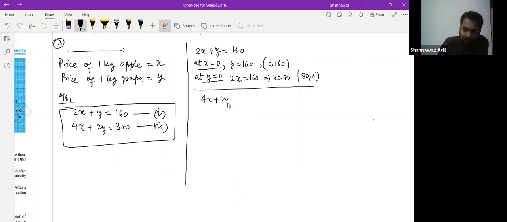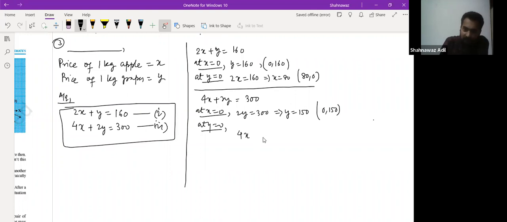Let us quickly do this second equation. 4x plus 2y is 300. At x equals 0, we have 2y is 300, so your y is what? 150. So your point is 0, 150. And at y equals 0, you have 4x is 300, so x is 300 by 4, which is 75. So the point is 75, 0.